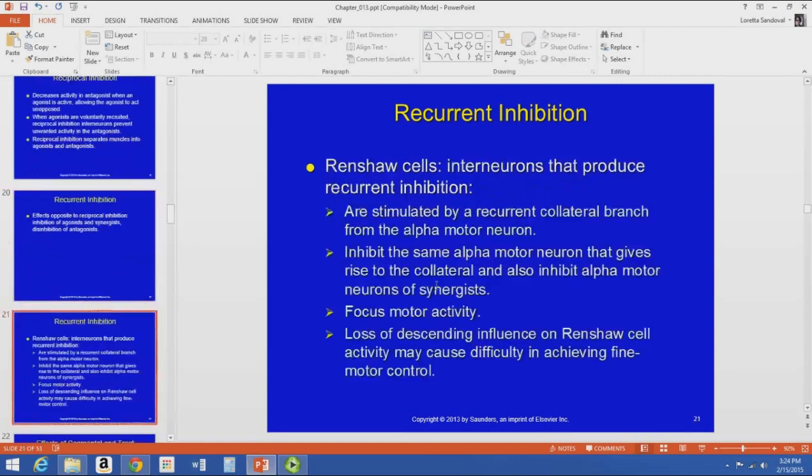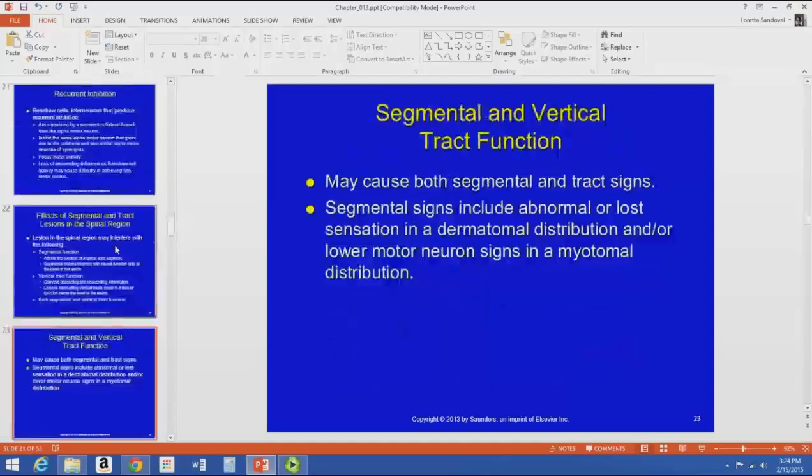There's talk in the book about Renshaw cells, which are the interneurons that produce that. We're not really going to go into that. The information is there for you if you want it. You really do not need to know information about Renshaw cells at this point.